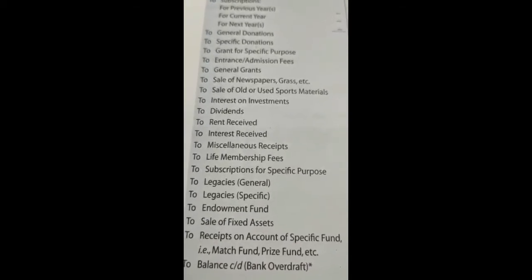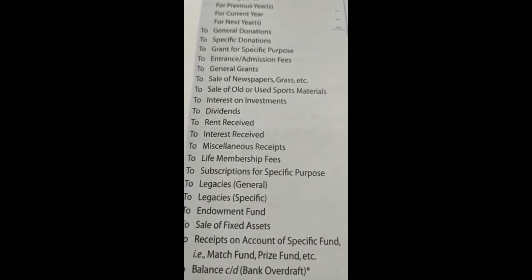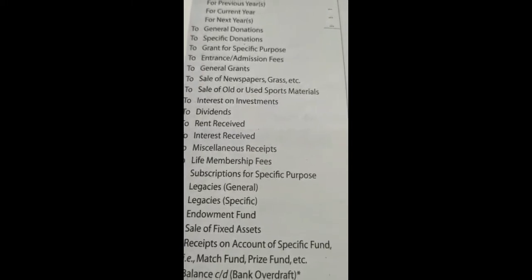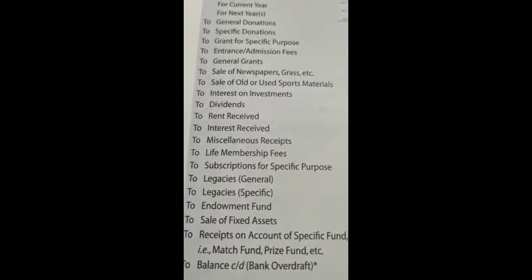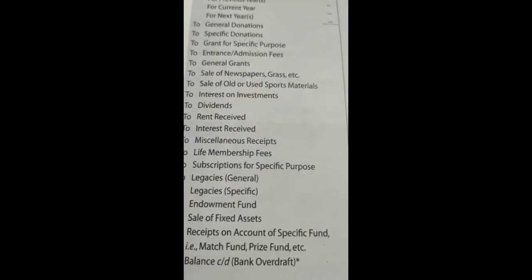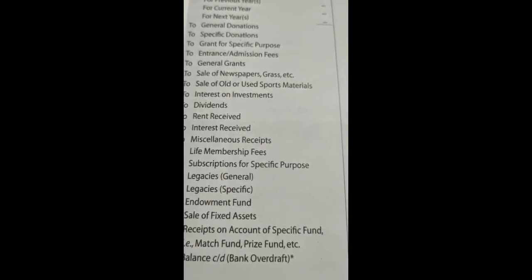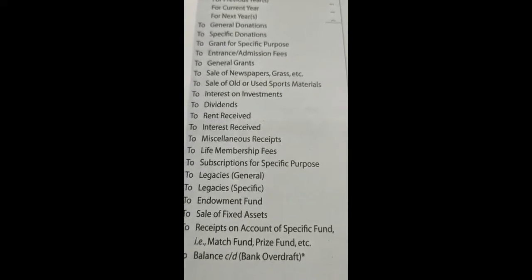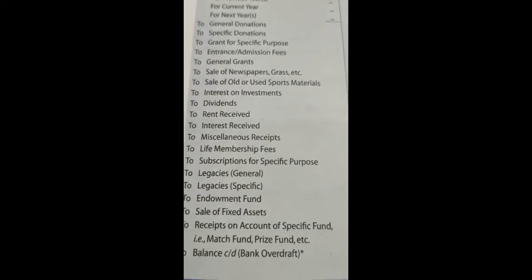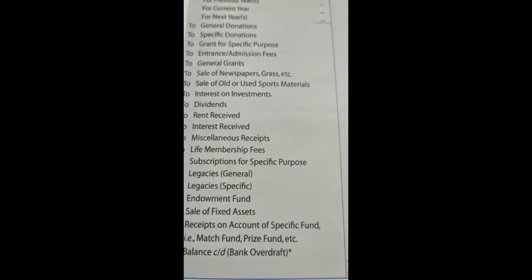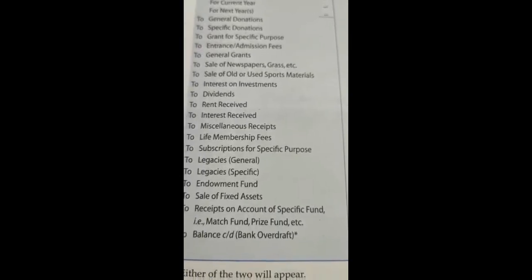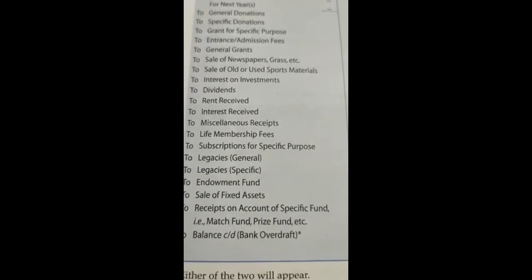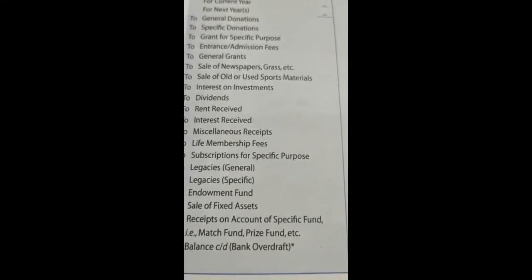Then interest on investment, very important. An organization, if they have money, may invest it in the shares of any company or debentures or any other government securities. On that investment, they receive interest. When they receive interest, that becomes a receipt. Then dividend. If the organization has invested in the shares of any other company, that company will give the dividend, and the organization will receive the dividend. So that dividend will become a receipt.